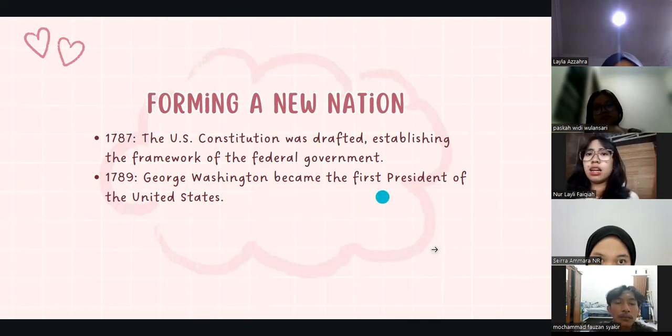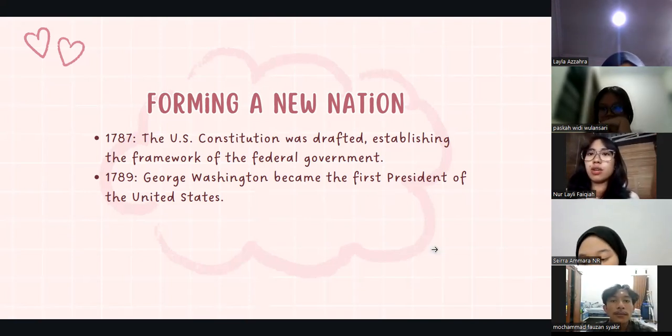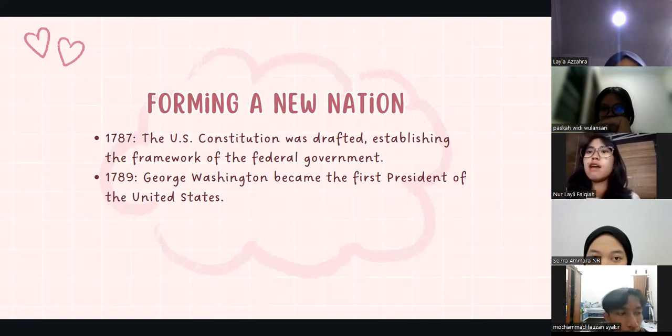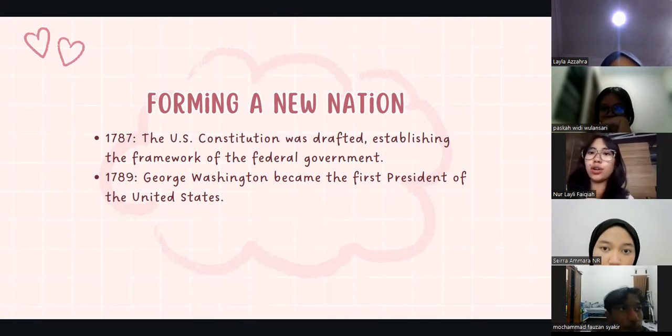And in 1787, the U.S. Constitution was drafted, establishing the framework of the federal government. And in 1789, George Washington became the first president of the United States.